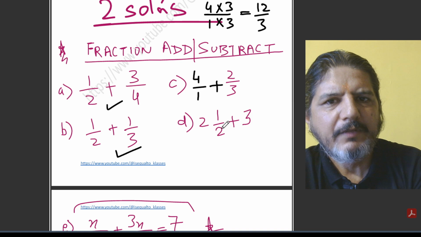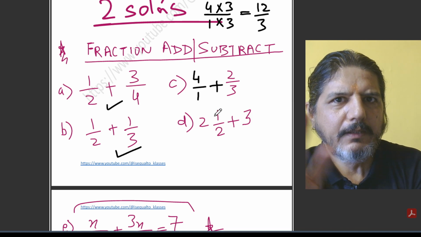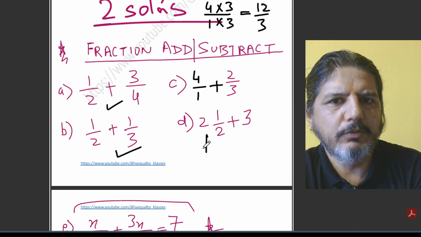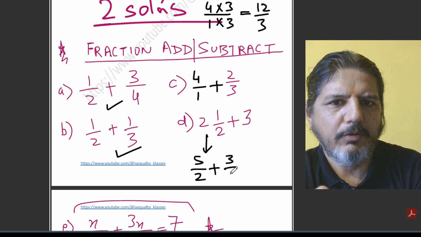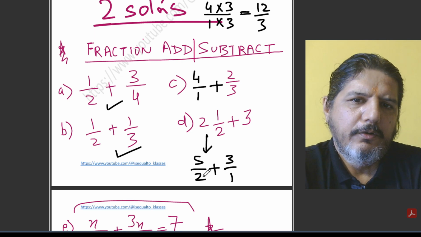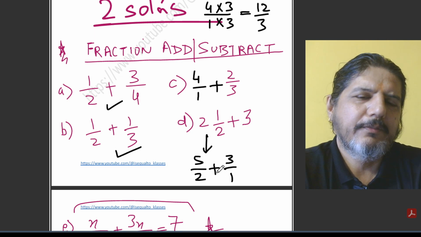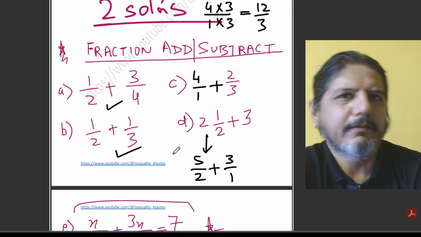Now here the mixed fraction is given. Convert this into improper fraction. So 2 into 4 plus 5, 5 upon 2 plus 3 upon 1. So find the LCM. The LCM would be just 2. And then proceed.